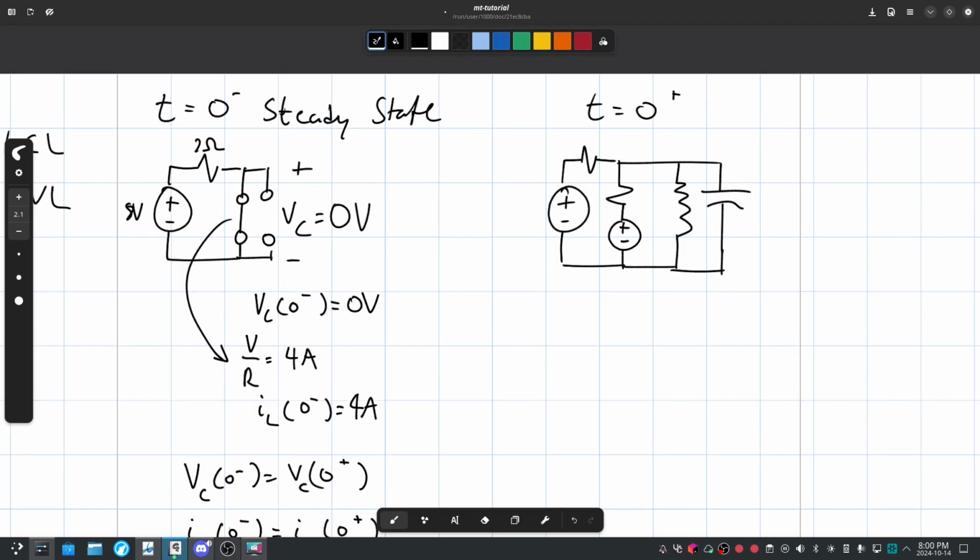VC is 0 because this is a short circuit. So we cannot directly measure the voltage across here like this. We instead compare these 2 points. It's a short circuit. What's the voltage difference across a short circuit? 0. Yeah, it's parallel to a short circuit.